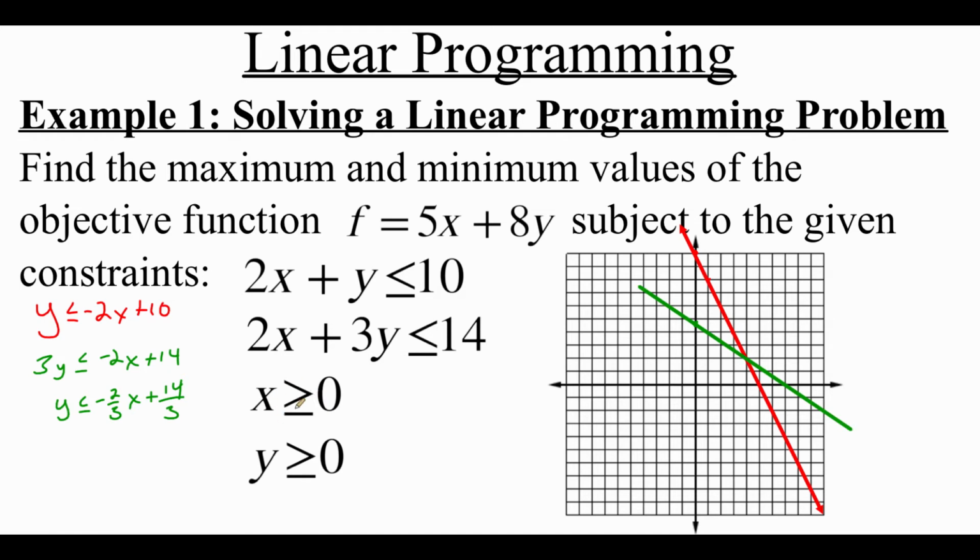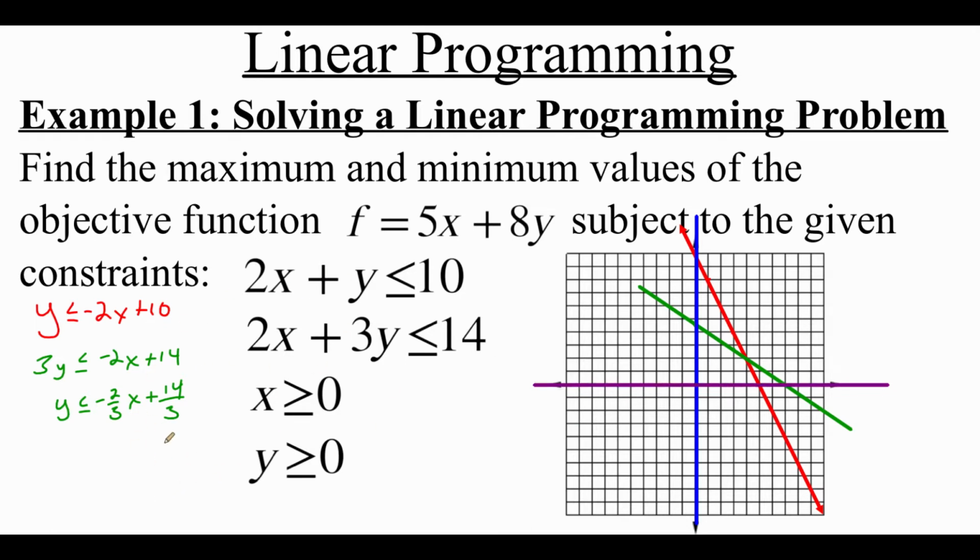Now for this next one, x is greater than or equal to 0. Remember, an x equals line is a vertical line through that x value. So we're going to have a vertical line through the x value of 0. For our y is greater than or equal to 0, that's going to be a flat horizontal line through that y value of 0.